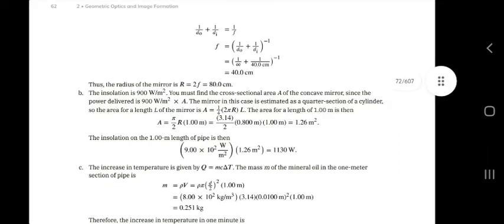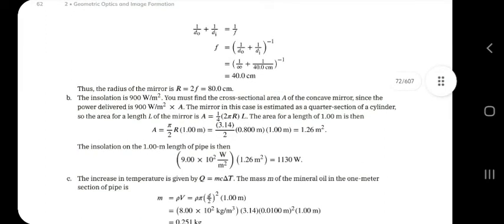Then we have our r. We convert it into meters, so it becomes 0.800 meter.